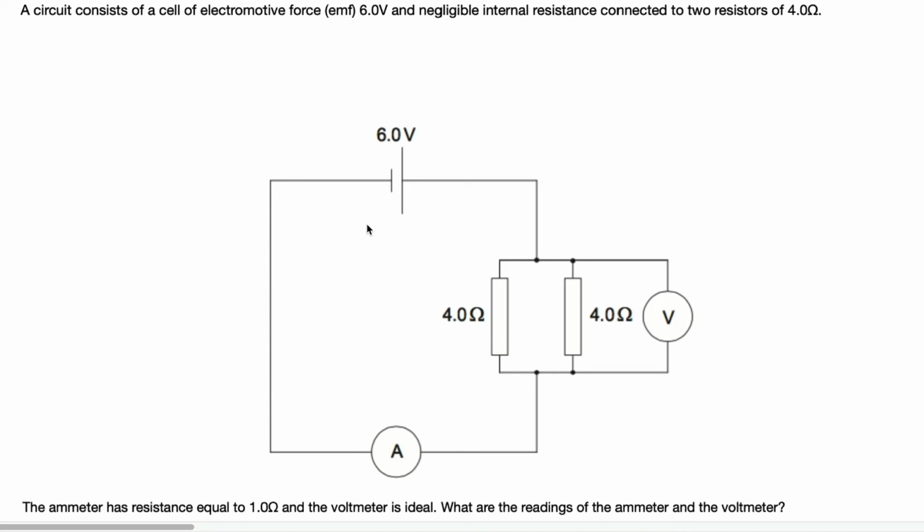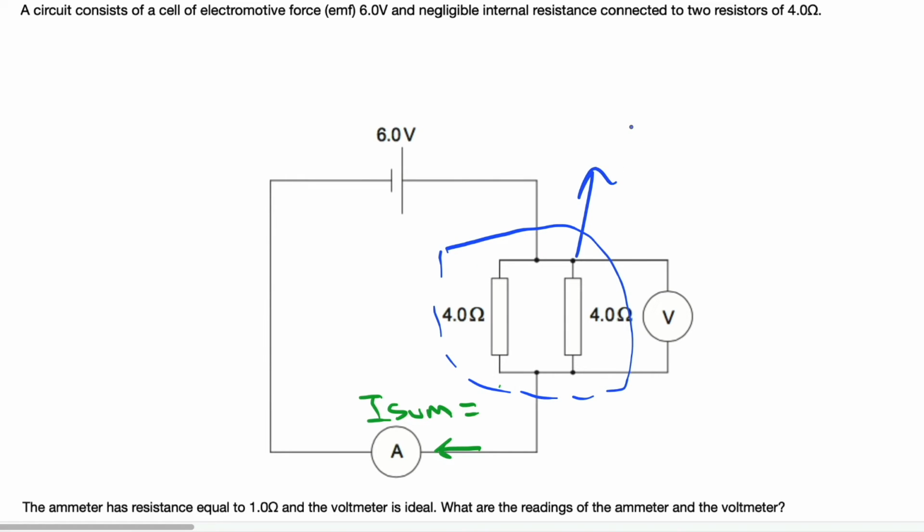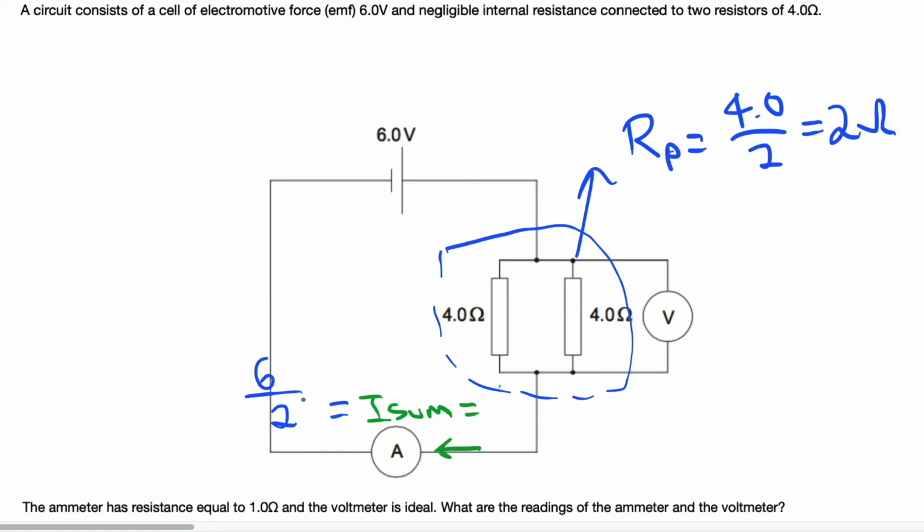So how do we do this problem? Here, the ammeter reads the total current in the circuit, which is equal to electromotive force divided by total resistance. And because they are in parallel and each resistor has an equal resistance of 4 ohm, we know that the resistance in parallel is going to be equal to 4.0 divided by 2, the number of resistors, which is equal to 2 ohm. So I sum here will be equal to 6 divided by 2 ampere, which is equal to 3 ampere.